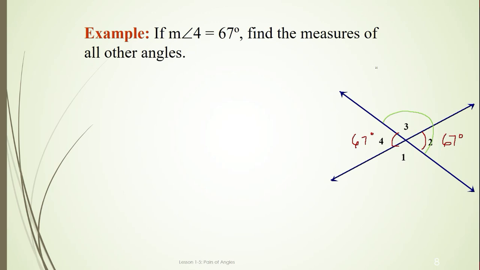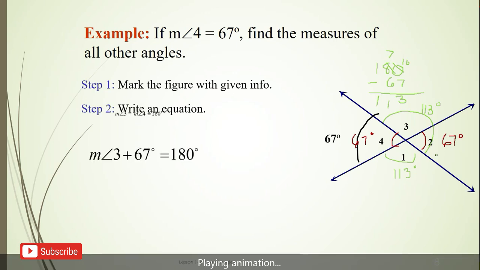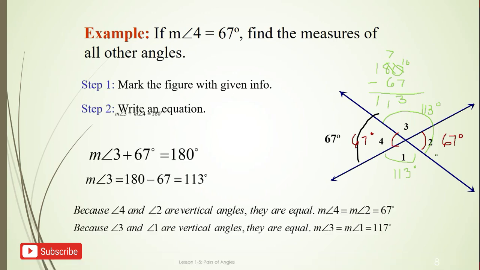So we will just subtract 67 from 180. 180 minus 67 is 113. So this angle here is 113 degrees. Please don't forget the degree sign. And if angle 3 is 113 degrees, then angle 1 should also be equal to that, which is 113 degrees. So, let's check our answer. Right here, therefore, we're correct.